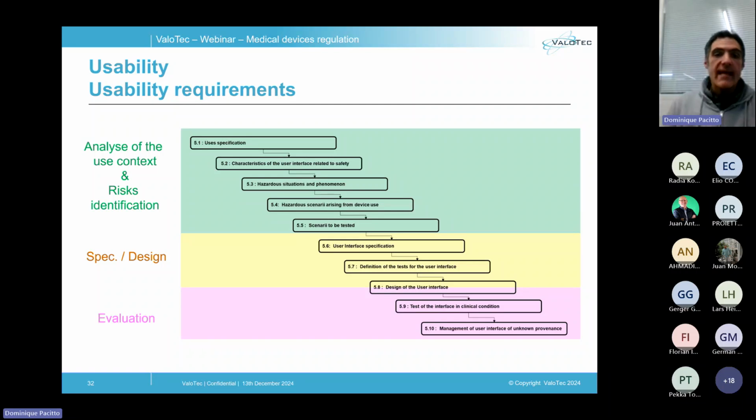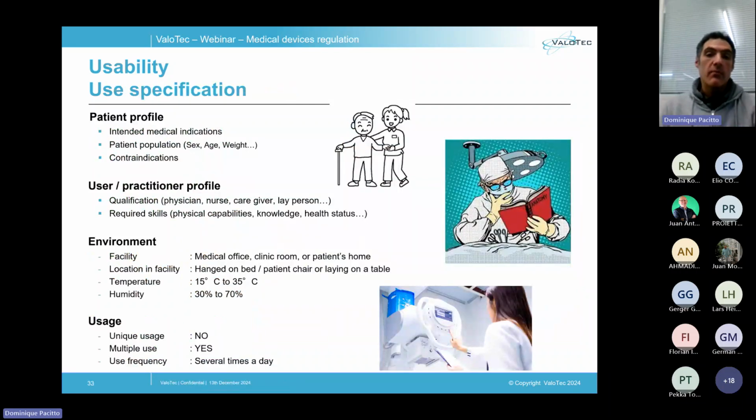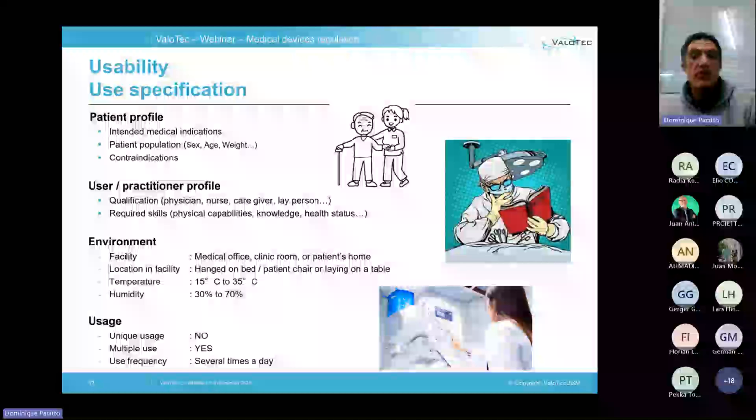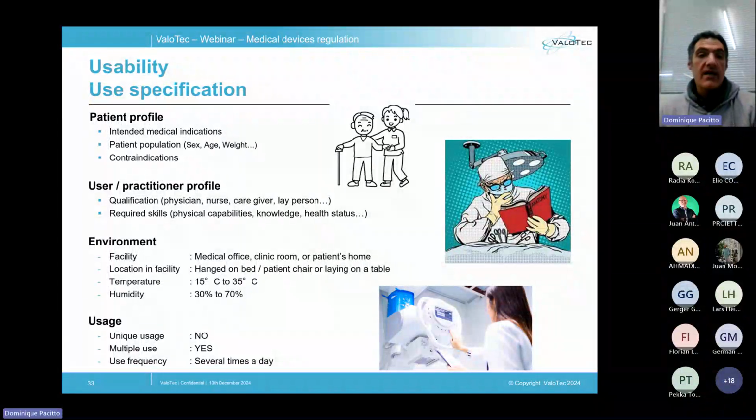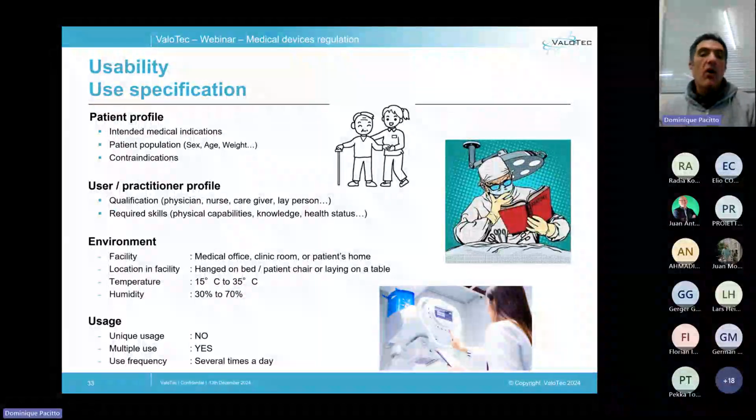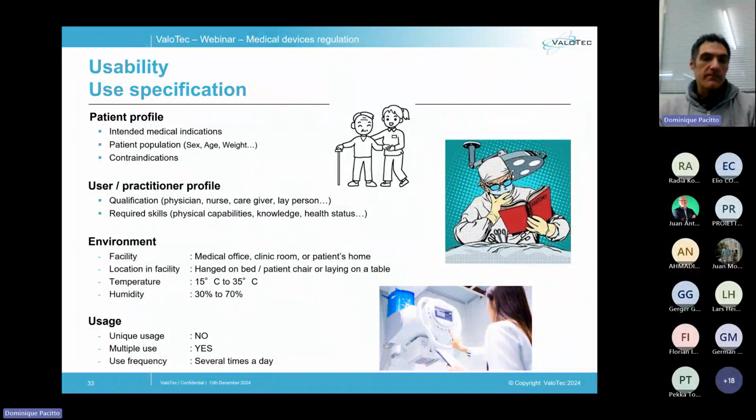So let's detail the 10 clauses of the usability development process. The first step, corresponding to clause 5.1, requires the manufacturer to specify the use. It includes the patient profile, detailing medical indication, the population, contraindication, etc., the practitioner, their specialty, skills, and so on, the environment where the device is set up, and a short description of how the device is used.